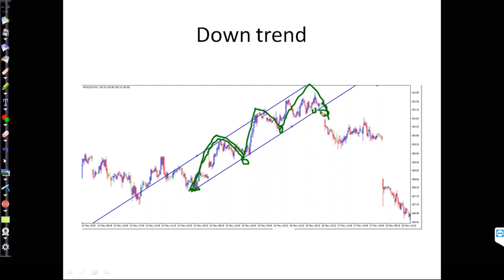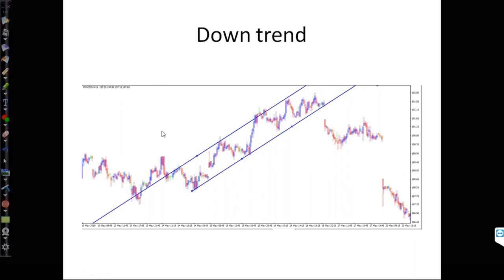After breaking this higher low, the market just went down. You can see this is a recent zinc chart, here 20 May. I think next week, I already created some YouTube video when the market was running like that, right? So this is a downtrend, and it is called price action.